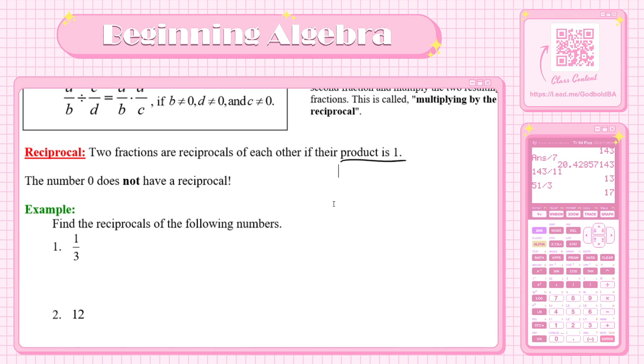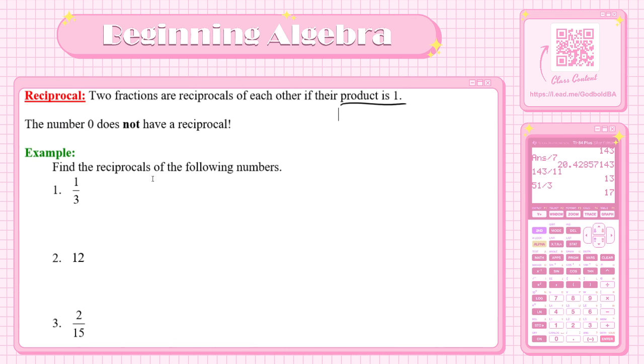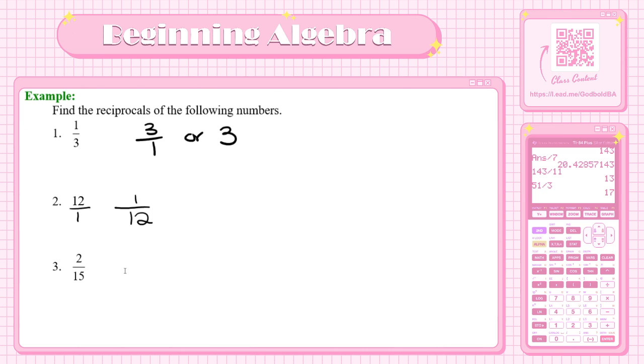If I want to find the reciprocals of each of these numbers, I just flip them. So this is the same thing as 3 over 1, or 3. The reciprocal of 12: 12 is like 12 over 1, right? So the reciprocal would be 1 over 12. The reciprocal of 2/15 would be 15 halves.